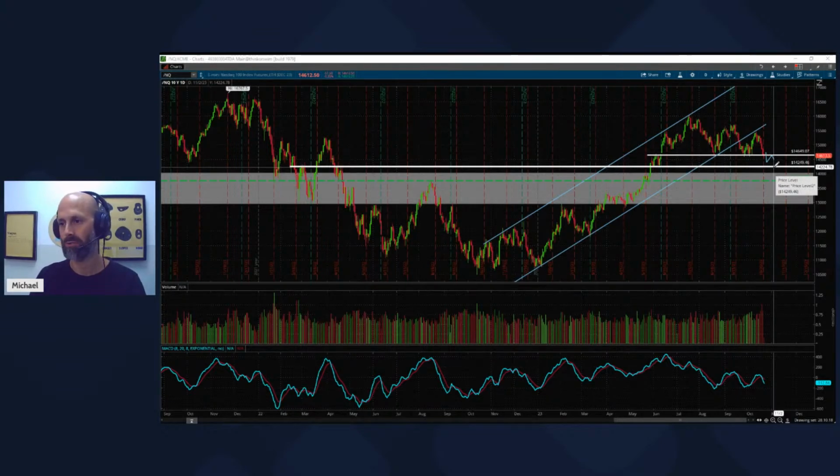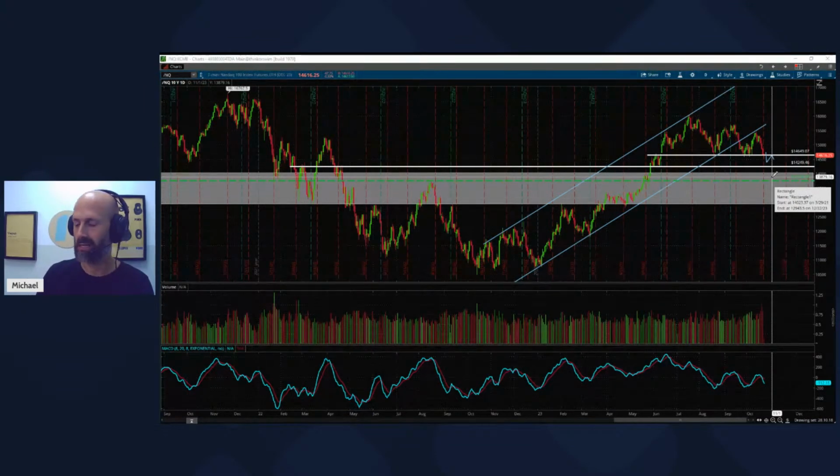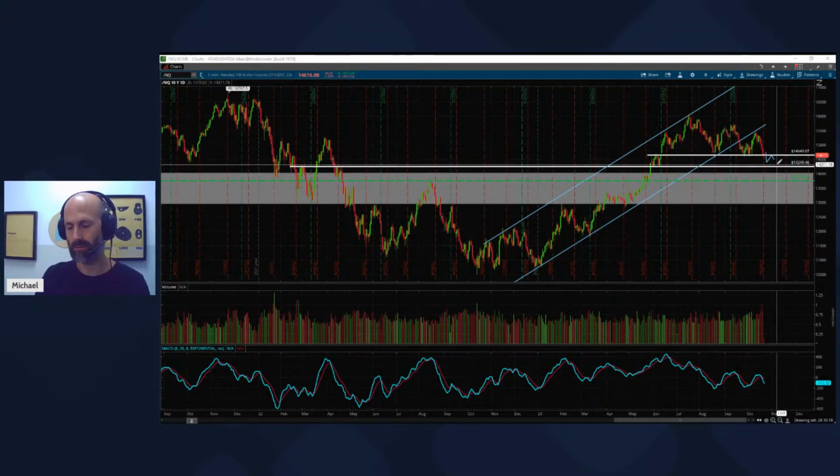That's a major support. Getting into the gray area and the green dash will also be a major support to start looking for buying the dip, let's say, on a lower time frame like an hourly chart, when we get into those levels.